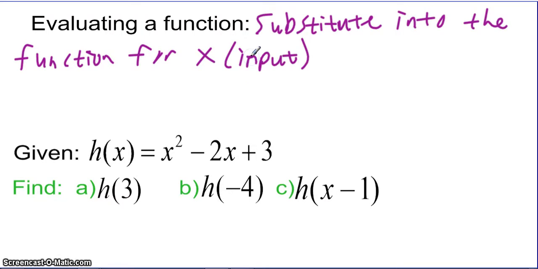So if I look here, I have a function h of x equals x squared minus 2x plus 3. I want to find what is h of 3, what is h of negative 4, and what is h of x minus 1. So I want you to take a minute here and try to do A, B, and C. Pause the video and evaluate h of 3, h of negative 4, and h of x minus 1. And then we'll come back and look if you got it correct.